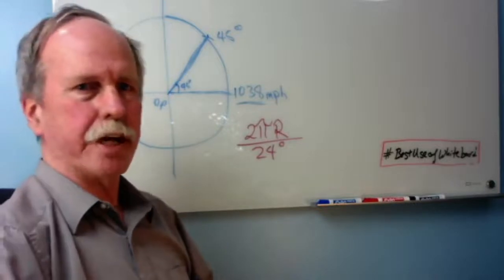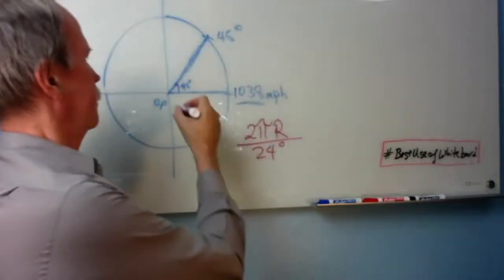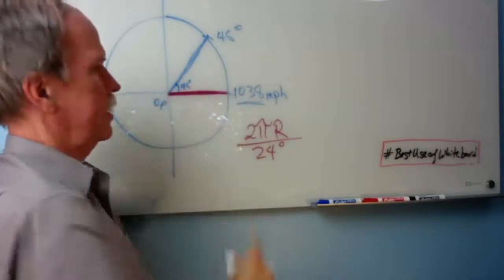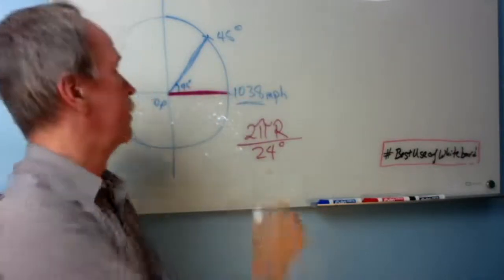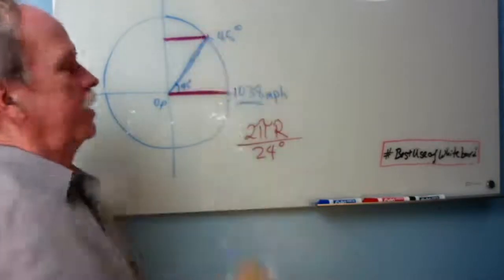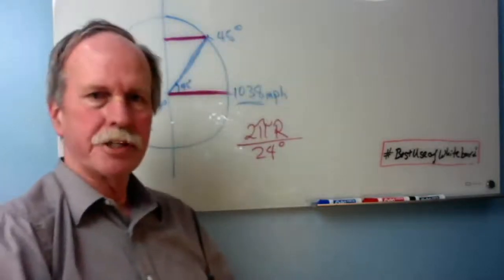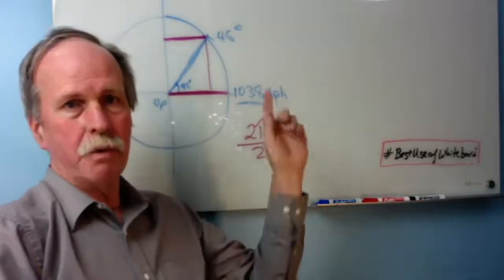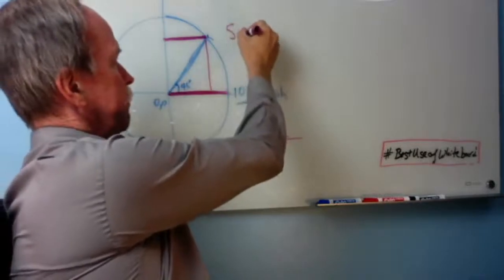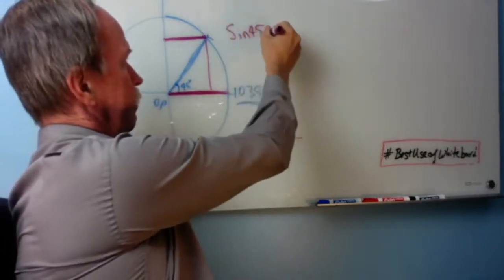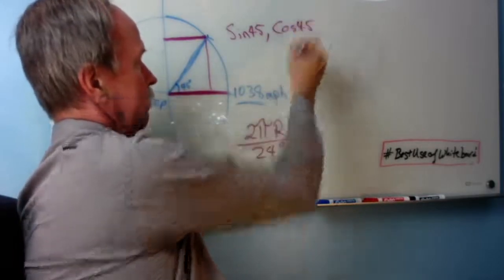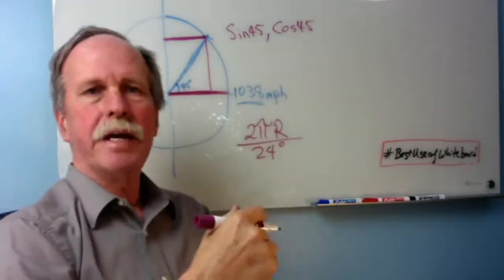Think about it for a second. This is the radius of the Earth. Up here, that is the rotational radius at 45 degrees north. So what would that point be right there on the edge of the circle? That point would be sine 45, cosine 45. Now we learned that in our discussion.